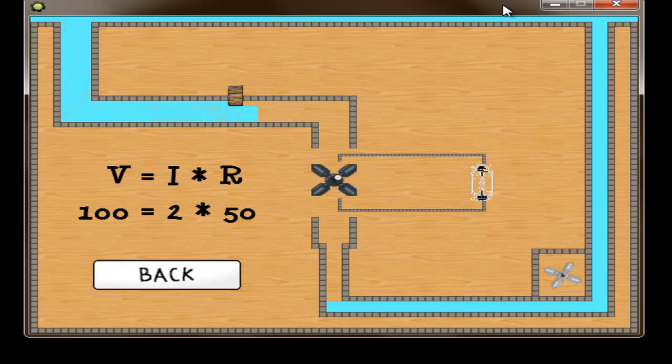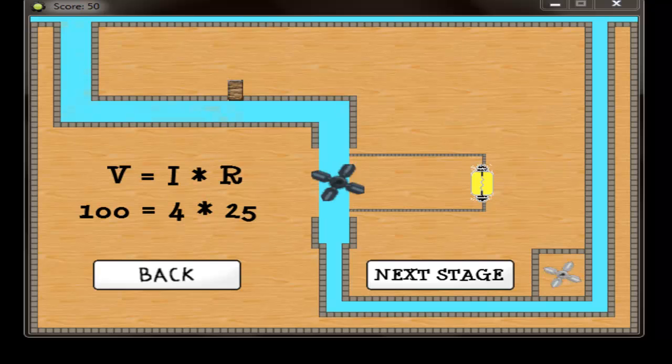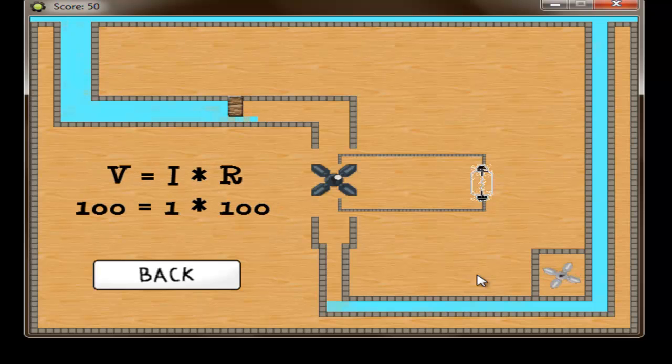So when we move the resistance slab to the maximum position, let's see what happens. The speed of the turbine is enough to light the bulb. This shows that the circuit needed minimum resistance for the bulb to light up in this stage. As the bulb lights up, your score becomes 50 and a button called next stage appears, which will guide you to the next stage. On playing the game, you will see that the bulb will light up by keeping the maximum resistance, that is 100.